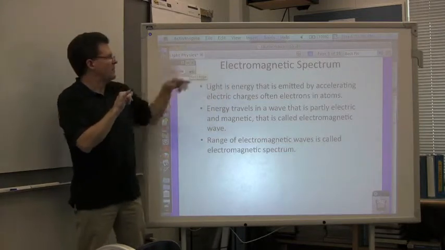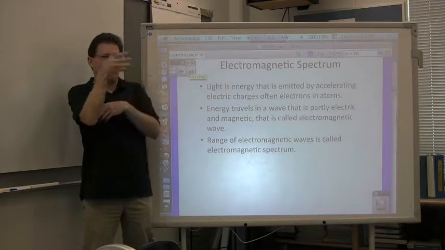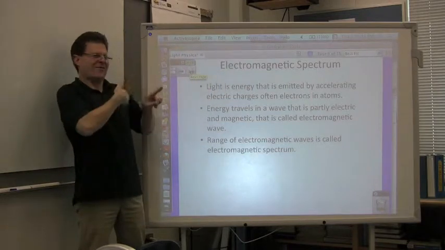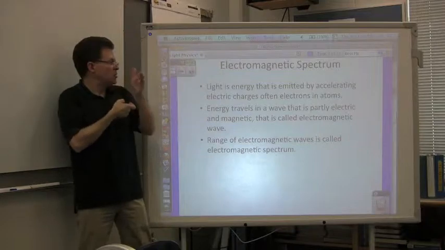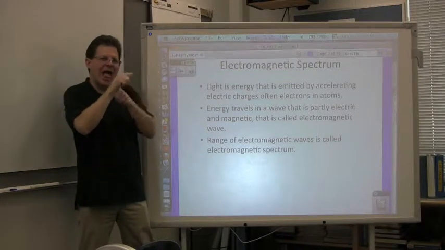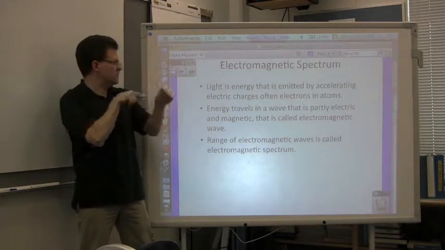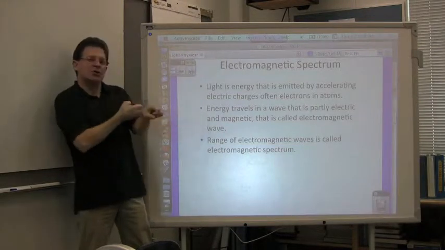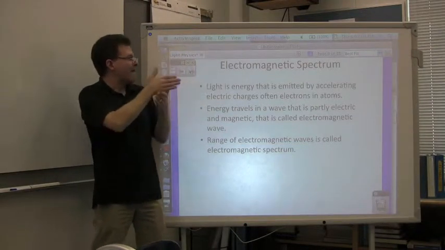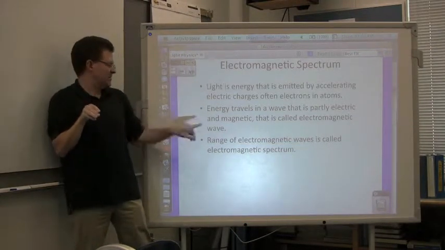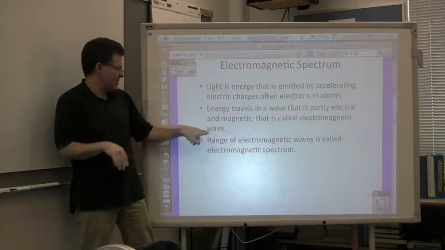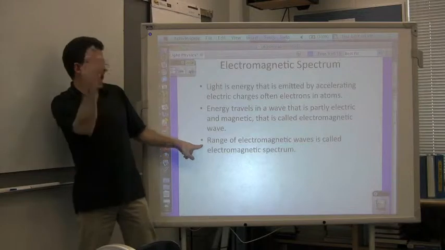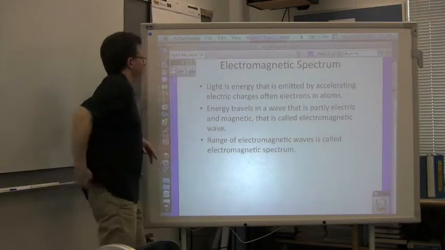I'll give you a background of what this looks like. The electromagnetic spectrum. The light itself is energy that's emitted by accelerated electric charges, often electrons and atoms is the way it happens. So that energy travels in a way that is partly electric and magnetic. And that's why it's called an electromagnetic wave. And so the range of the electromagnetic waves, let me show that to you.